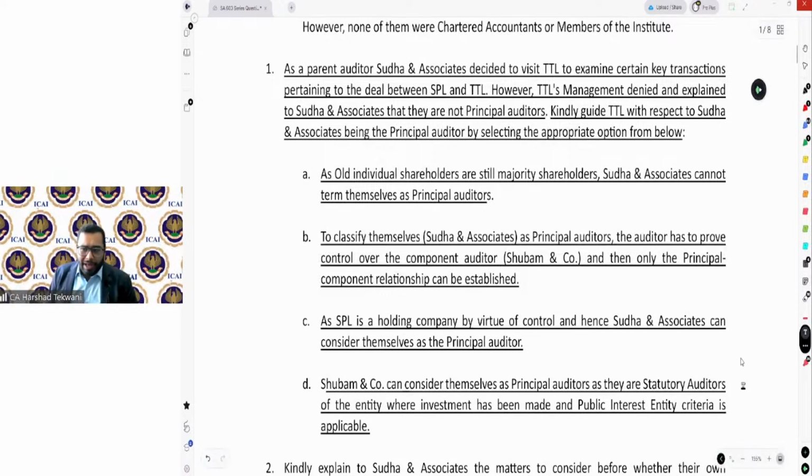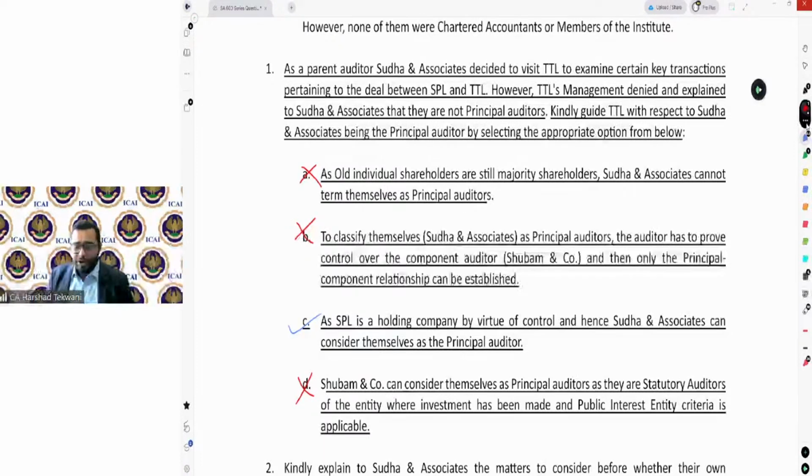Correct, Viraj. So the correct answer is: SPL is a holding company by virtue of control, and hence Sudha and Associates can consider themselves as a principal auditor. That is the correct answer, C. And not A, because although they have a majority holding, they don't have the power and everything. That is not correct. This is also not correct. And Shubham and Company cannot consider themselves as of now because they are not the statutory auditor of the parent company.